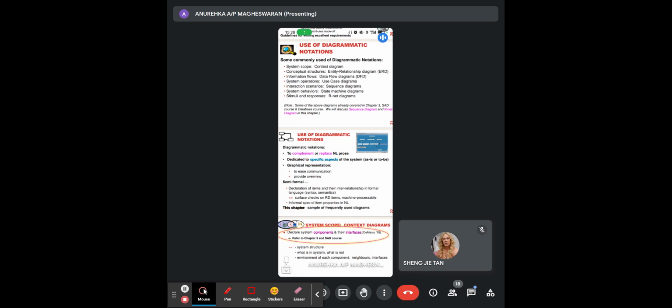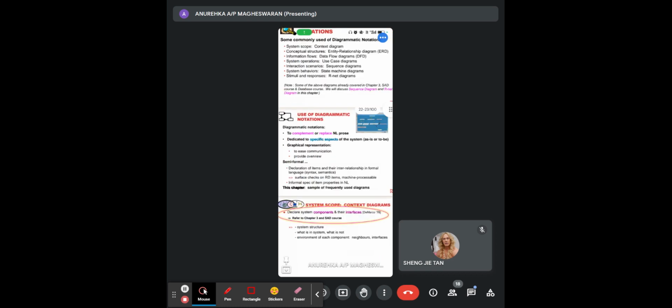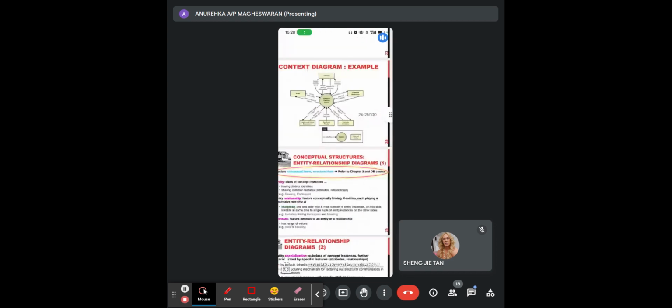The next diagram that I discussed in my class, okay, let me show you. I discussed a few diagrams, I summarize, then I show you examples.